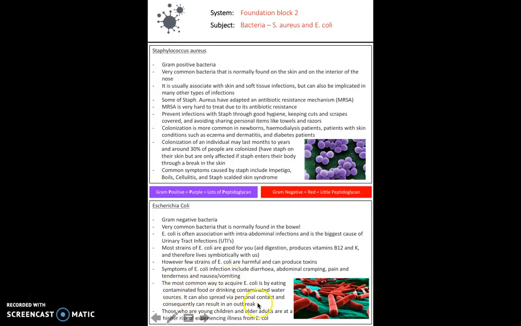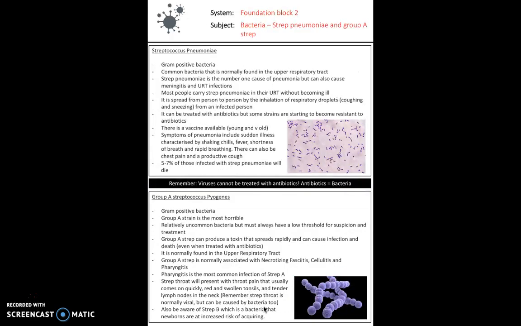The most common way to acquire E. coli infection is by eating contaminated food or drinking contaminated water, and it can spread from person to person, and therefore we are at risk of an outbreak of E. coli. Moving on, remember that we treat bacteria with antibiotics. On the other hand, viruses cannot be treated by antibiotics, and neither can fungi. So antibiotics are very specific to bacteria.